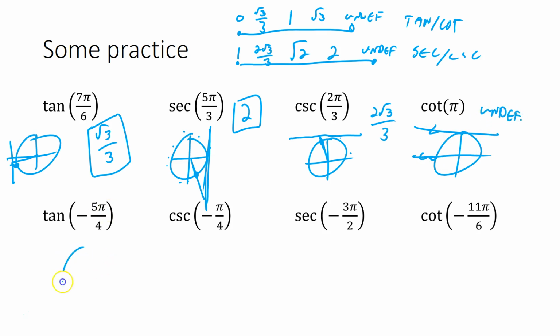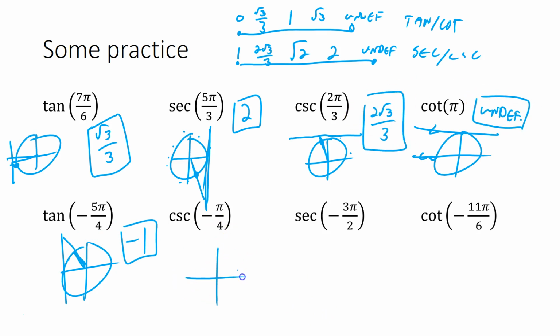Tangent of negative 5 pi over 4. Negative 5 pi over 4. 1, 3, 5. That's right there. Tangent line there. So it's going to be some kind of a 1, and we're on a spot where sine will be positive, cosine will be negative. It's a negative there, so it's going to be a negative 1. Boxing all my answers, apparently.